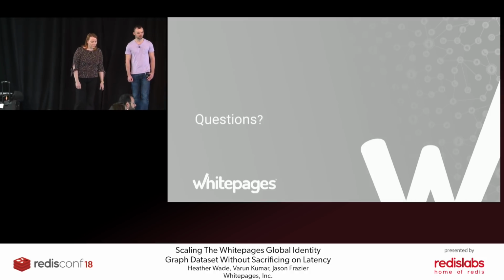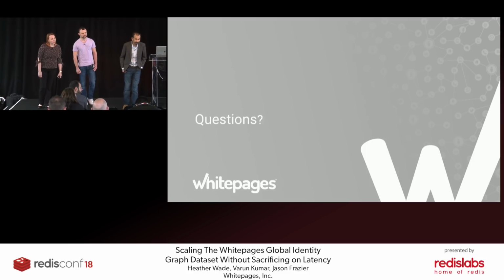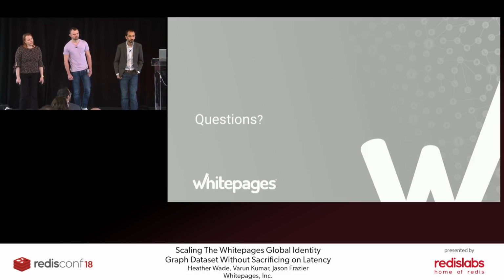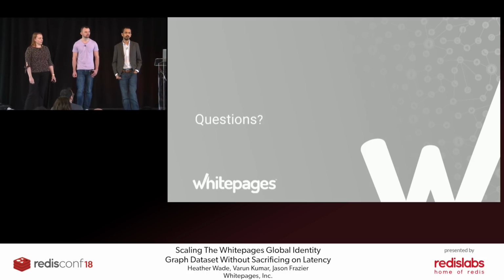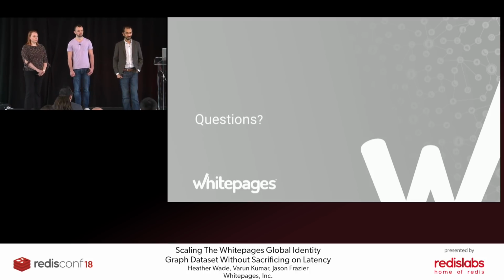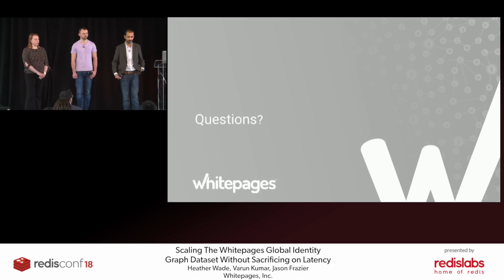How do you shard your data? Is it based on the names of people? Do you do it manually? Very good question. As I said, our keys are UUIDs, and it's uniform. So we just let Redis shard it on its own. It doesn't matter to us.